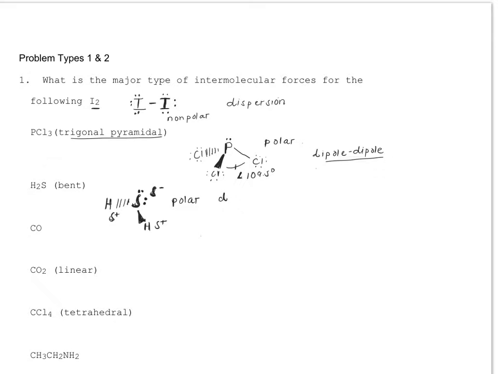Hence, the major intermolecular force here is dipole-dipole. Notice here that there is no hydrogen bonded to a fluorine, nitrogen, or oxygen, so there's no hydrogen bonding involved here. A hydrogen is bonded to a sulfur, so it's dipole-dipole. Let's go ahead and move on to carbon monoxide, which is linear. Again, the dipole moment's going towards oxygen because it's more electronegative than carbon. This is a polar molecule, so this is going to have dipole-dipole forces.